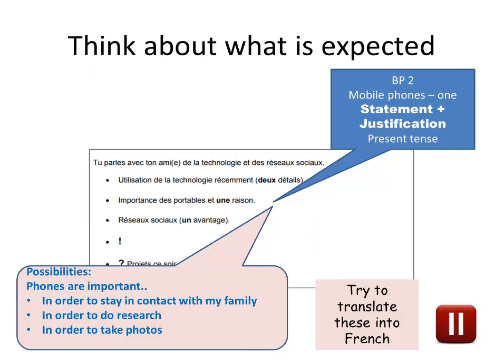On to bullet point 2. So here, mobile phones, a statement and justification in the present tense. The importance of mobiles and a reason. So there you can say that always with importance one, they are important in order to do something. Phones are important in order to stay in contact with my family, in order to research, in order to take photos. So again, pause, and when you're ready, resume in order to see the answers.